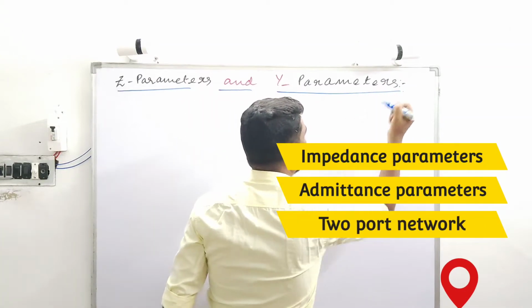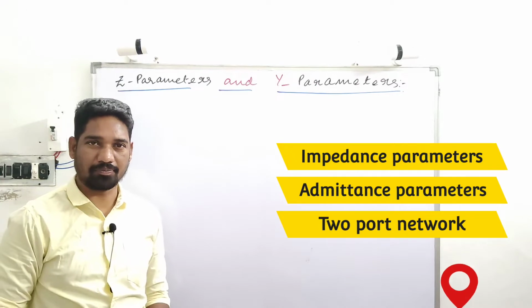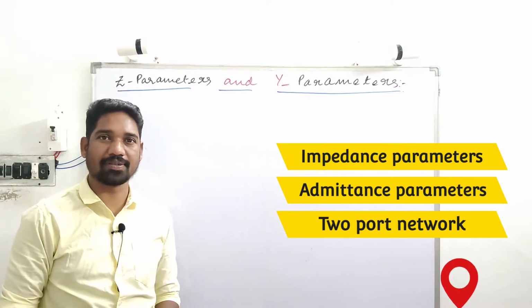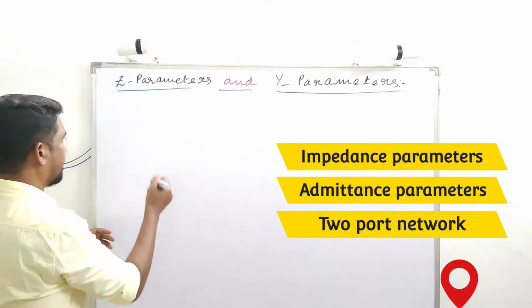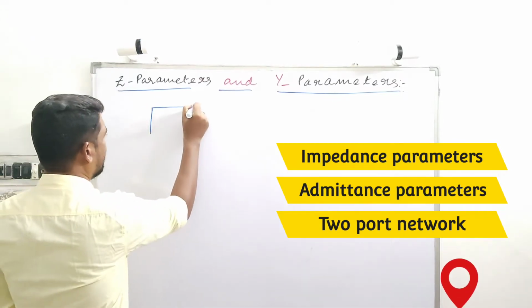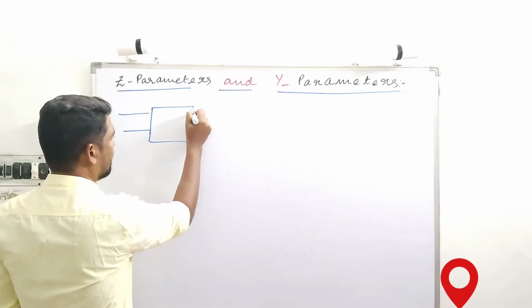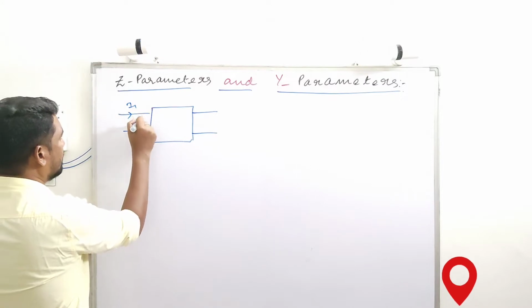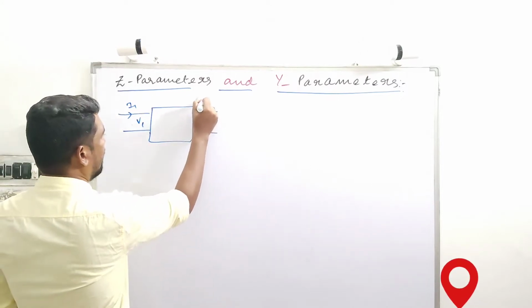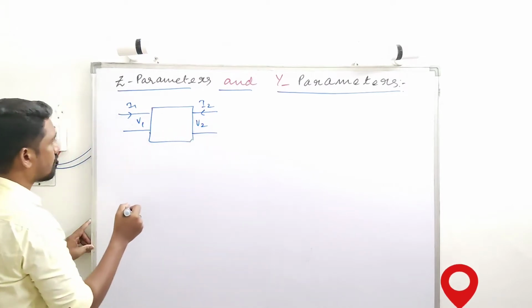When it comes to network analysis and two-port networks, very important parameters of the two-port network are the Z parameters and Y parameters. Starting from the two-port network itself, it looks like this: one pair of input terminals and another pair of output terminals, where we have I1 and V1 at the input port, and I2 and V2 at the output port.